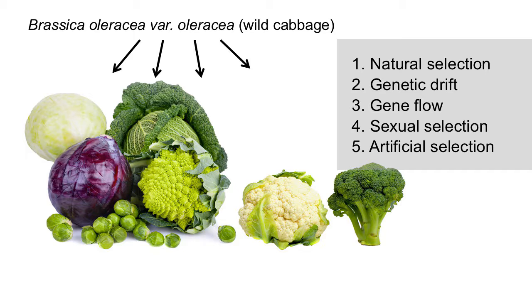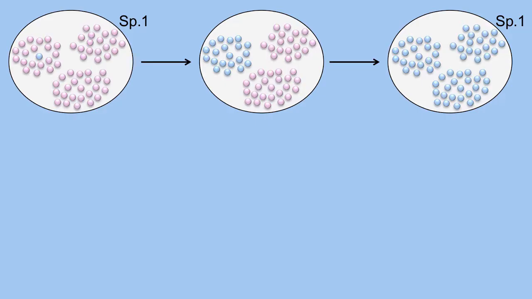All the cabbages you see in this photo and the wild cabbage are considered to be the same species, Brassica oleracea. Over time, an allele that has managed to spread over one population of a species could eventually spread over the entire species. So in our example, our species, I'll call it species 1, could evolve from being pink to being blue if the blue allele spreads over all the members of the species. It would still be the same species though, species 1.